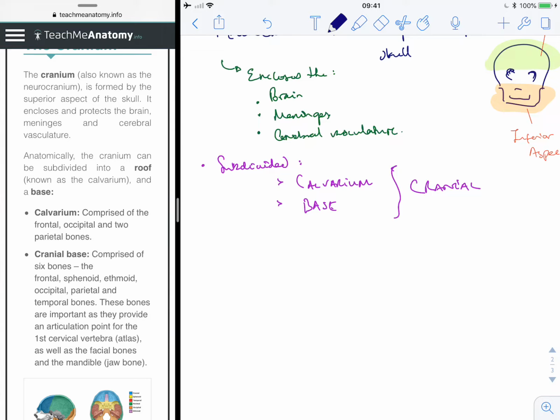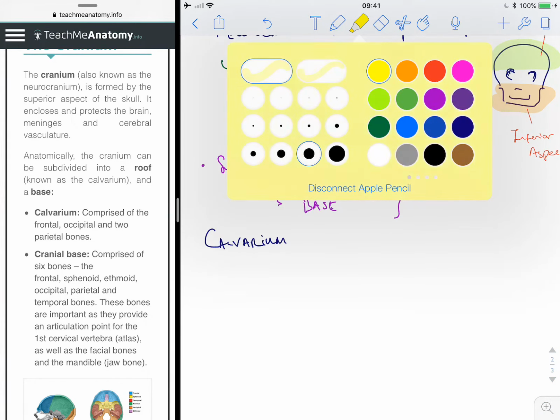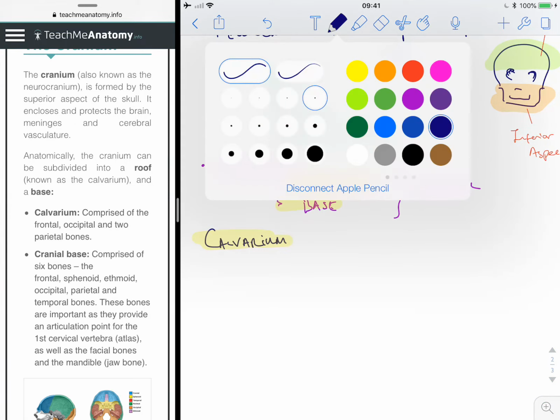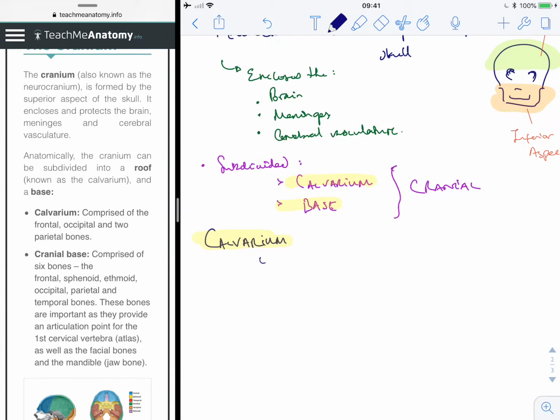Let's switch back to our dark blue colour. The calvarium. Now, I think there is a new term. I very much do like the highlighter. Occipital, I guess you pronounce that, occipital, and two parietal bones.